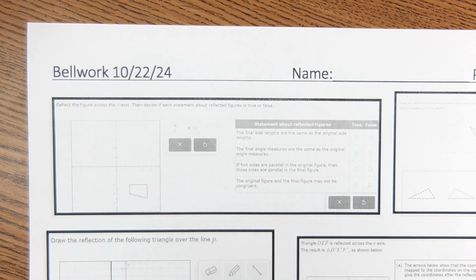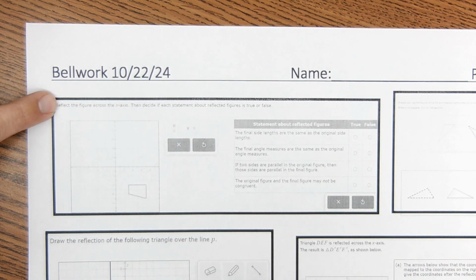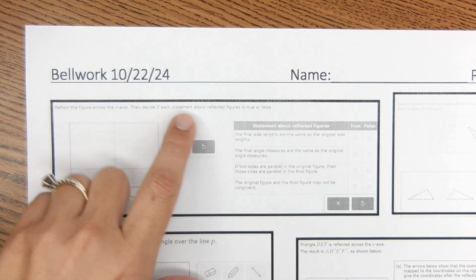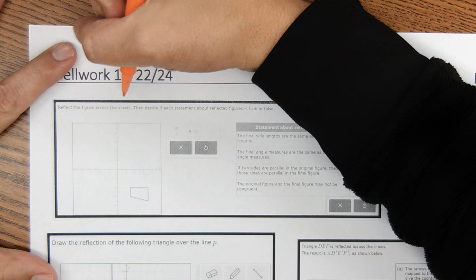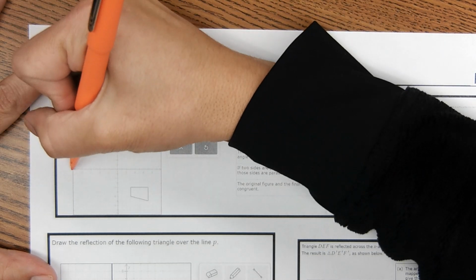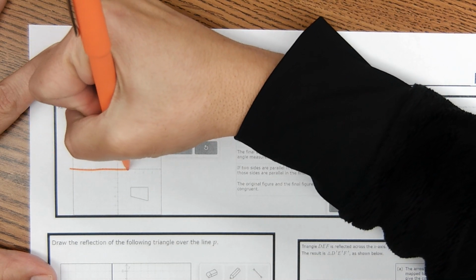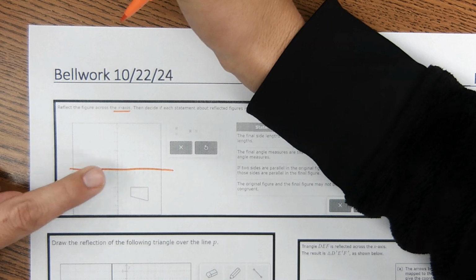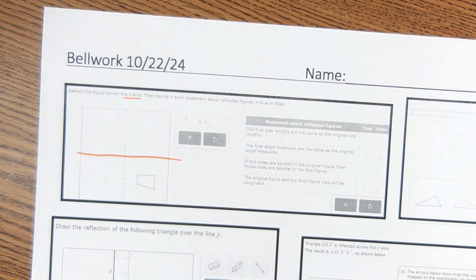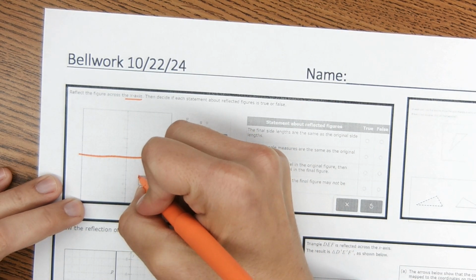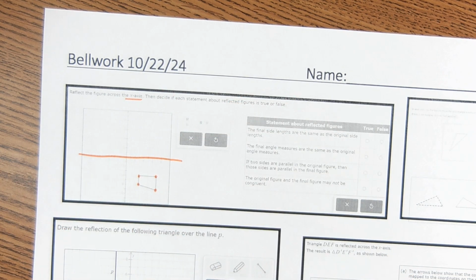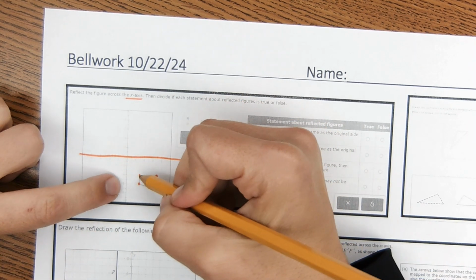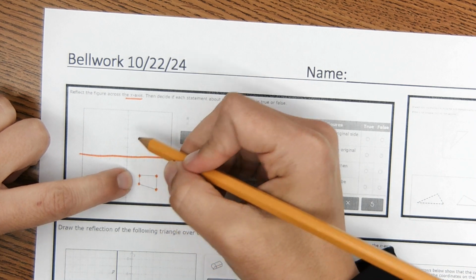Okay, so this first problem right here, it says reflect the figure across the x-axis, then decide if each statement over here is true or false. So let's just take it one step at a time. First, identify what the x-axis is right here, and then we're going to reflect it across that axis. When we reflect a shape, we're just reflecting each point individually. So we're going to take each point and put it the same distance from the line on the other side.